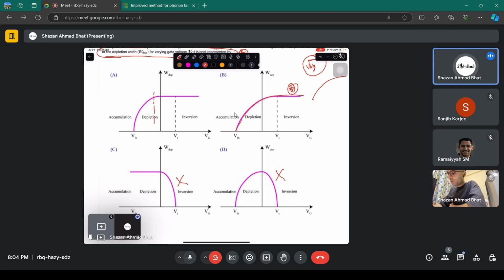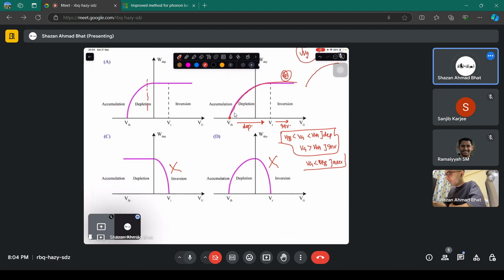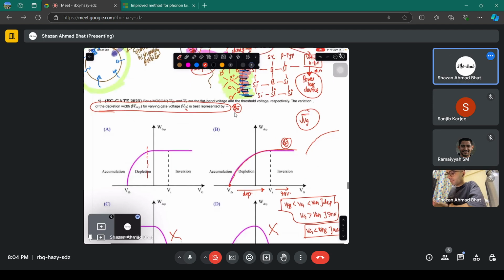And one more thing: when you go from flat band towards higher gate voltage, you have depletion. Beyond the threshold voltage, you have inversion. That means if gate voltage is less than threshold voltage and greater than flat band, this is the depletion region. If gate voltage is greater than threshold voltage, this is inversion. If gate voltage is less than flat band voltage, you are still in the accumulation mode. That's the overall scenario.